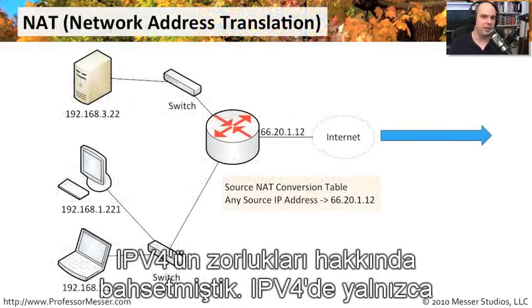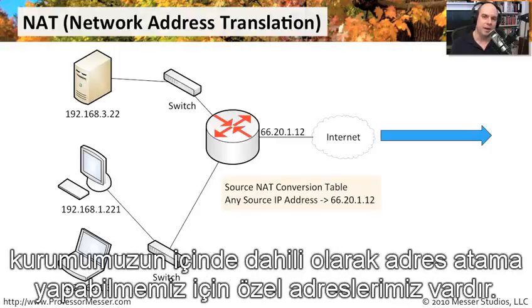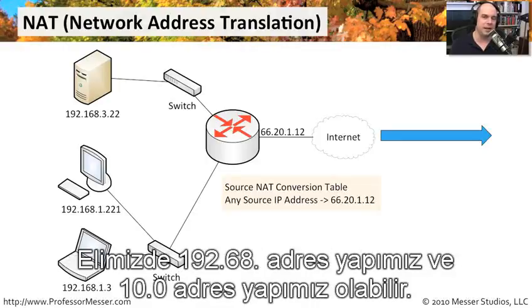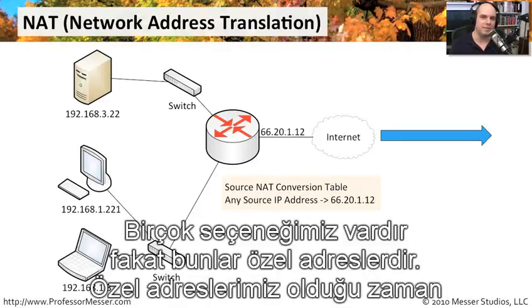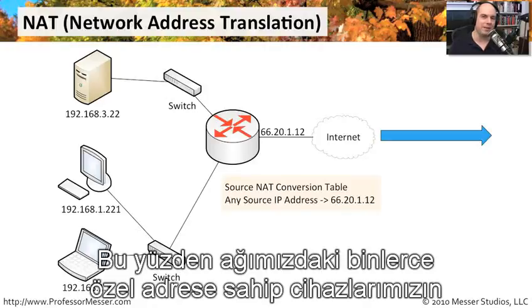We mentioned one of the challenges with IPv4 is that there's only a certain number of addresses. And to stave off that depletion of those IPv4 addresses, we have those private IP addresses that we can assign internally to our organization. So we might have a 192.168 address. We might have a 10 dot address. We've got a lot of different options, but those are private addresses. And as a private address, those devices can't directly communicate over the internet.